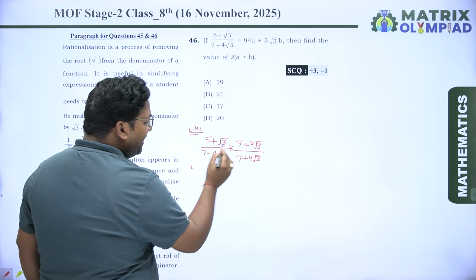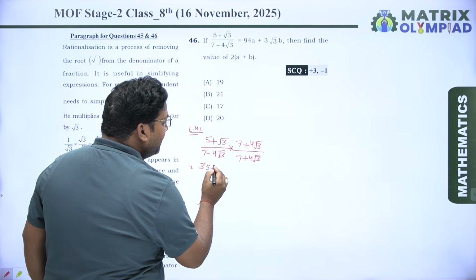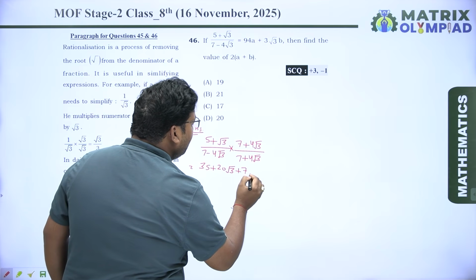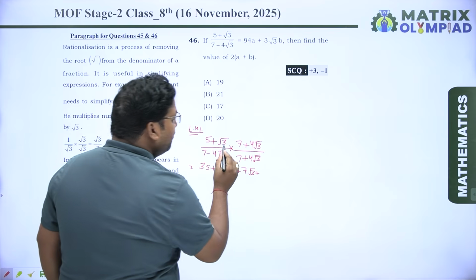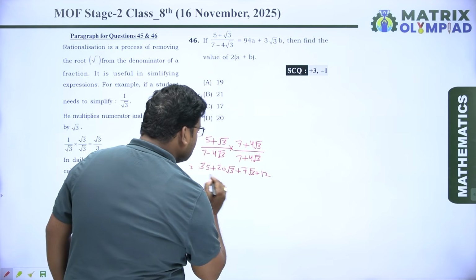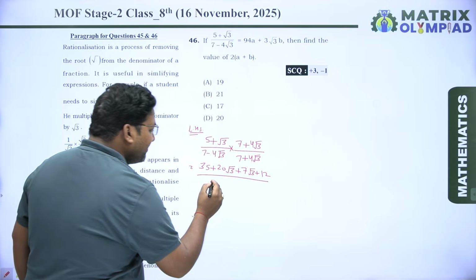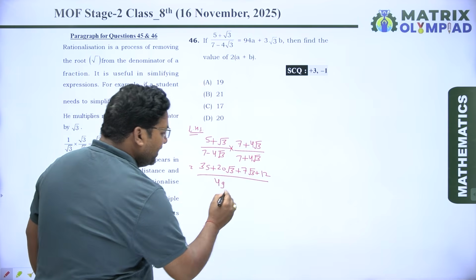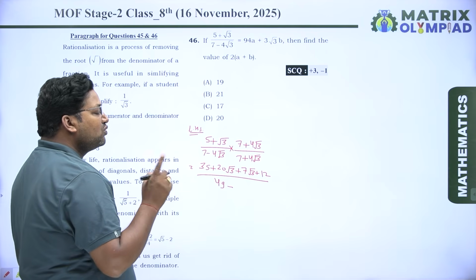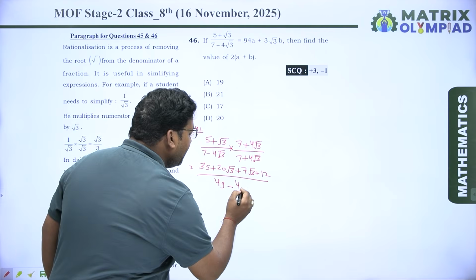In numerator we will get 5 7s are 35 plus 5 4s are 20√3 plus 7√3 plus 4√3 into √3 is 12. So it is 12. In denominator we will get 7 square, which is equal to 49, minus 4 square is 16, √3 square is 3. So 16 into 3 is 48.